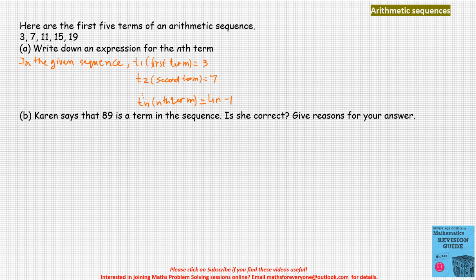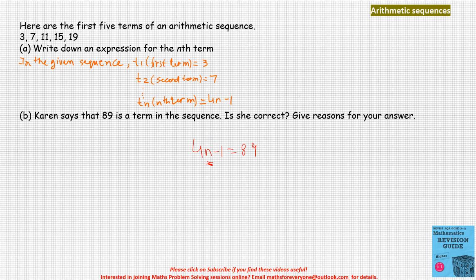The next part says that Karen says 89 is a term in the sequence. Is she correct? Give reasons for your answer. To explain this, for 89 to be a term of the sequence, it should be that 4n minus 1 equals 89, and I should be able to work out what n is.